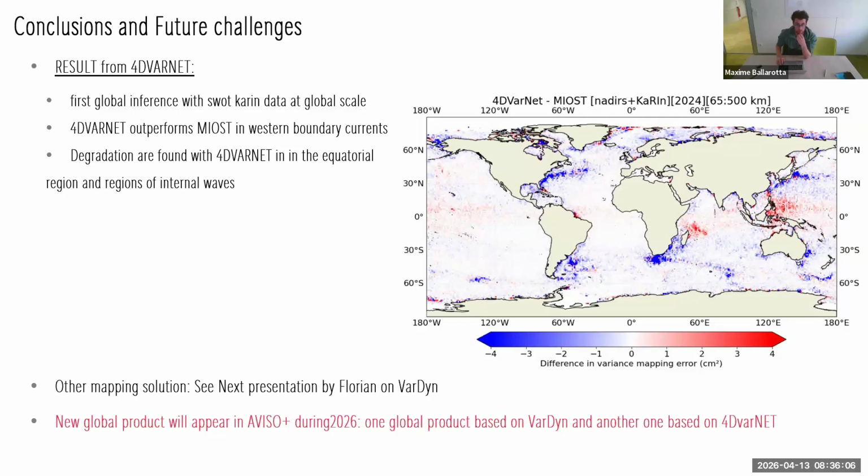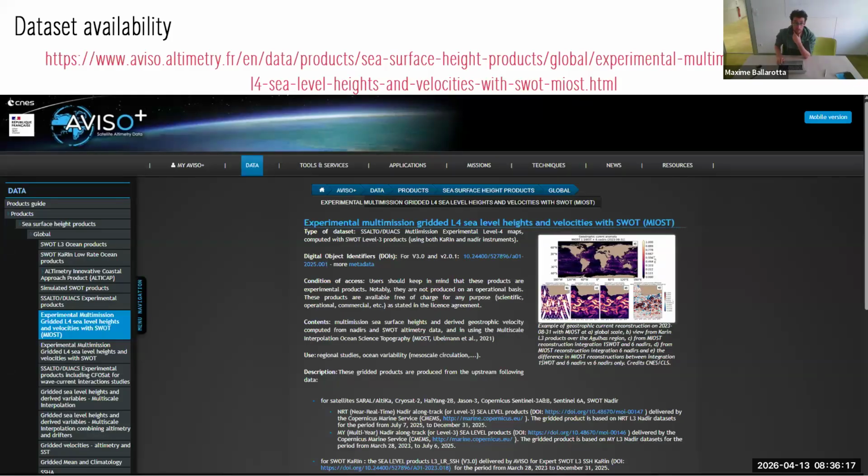As I mentioned, the new product based on the 4D Varnet approach will appear on Aviso by the end of the year or before summer. If you want to download the product, I've put here the link to the level 4 product with SWOT and nadir altimetry. For the moment, based on the level 3 V3 dataset of SWOT, you will find only the global dataset with MIOST, and the dataset with 4D Varnet and Vardin will appear in the coming months.